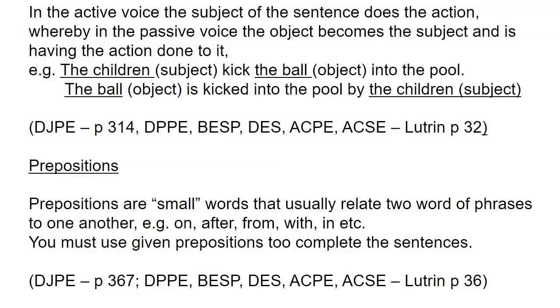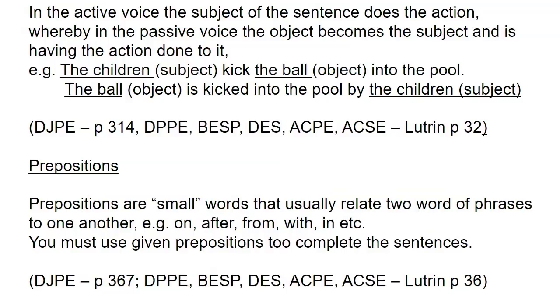For example, the children, which is the subject, kick the ball, which is the object, into the pool. Now change that, then the ball, which is the object now, is kicked into the pool by the children, which is the subject. And that's what we say. In the active voice, the subject of the sentence does the action. The subject, the children, does the action, kick the ball. Whereby in the passive voice, the object, the ball, becomes the subject and is having the action done to it, kicked into the pool by the children.